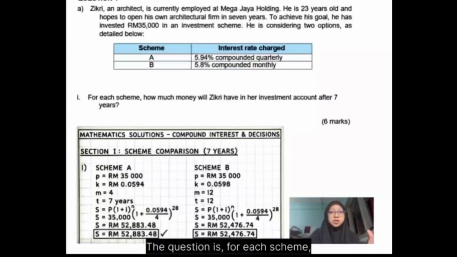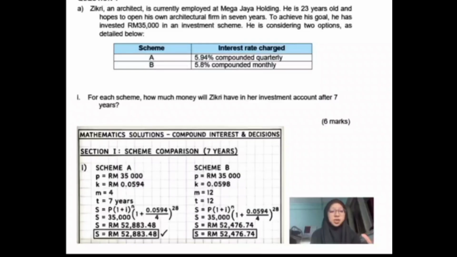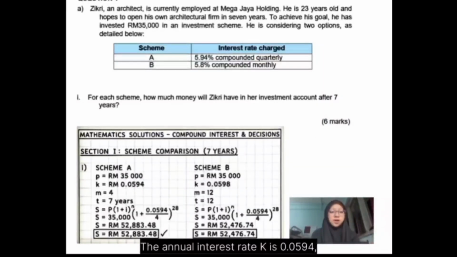The question is: for each scheme, how much money will Zikri have in her investment account after 7 years? Okay, first let's look at scheme A. The principal amount P is 35,000 ringgit. The annual interest rate K is 0.0594. M is 4 and the time T is 7 years.